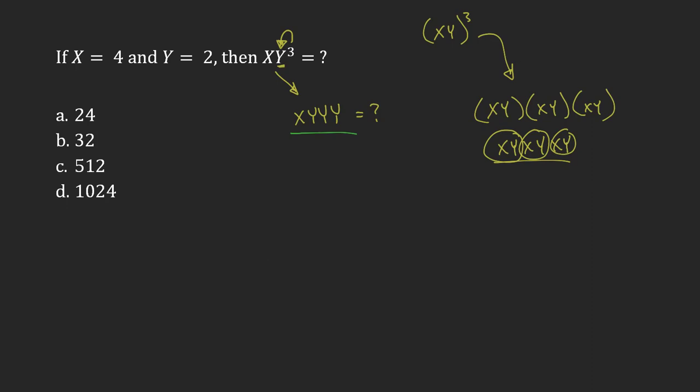So now all that we have to do is just plug in our values. So we've got x is 4, y is 2, and we're multiplying it by 2 three times. So this is 4 times 2, which makes 8, times 2, which makes 16, times 2, which makes 32. So this is equal to 32, and so our answer here is B.